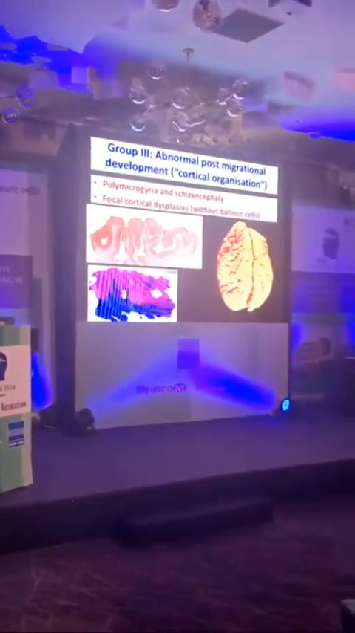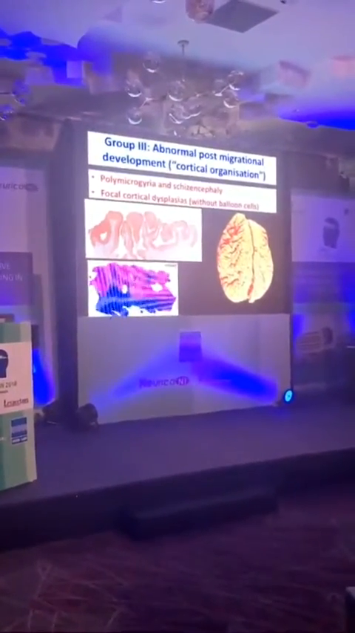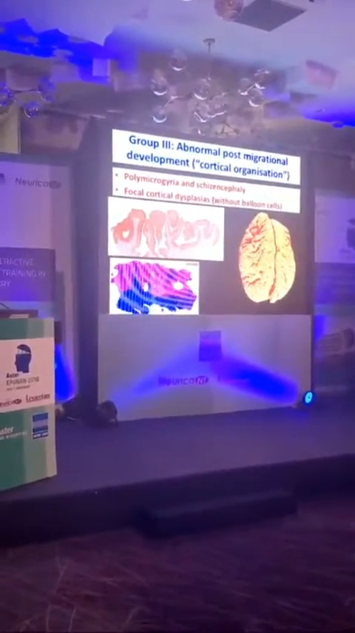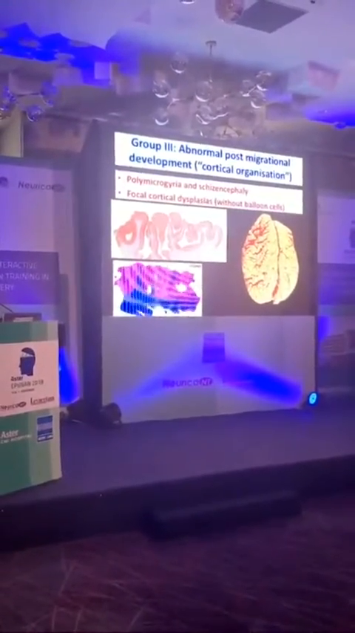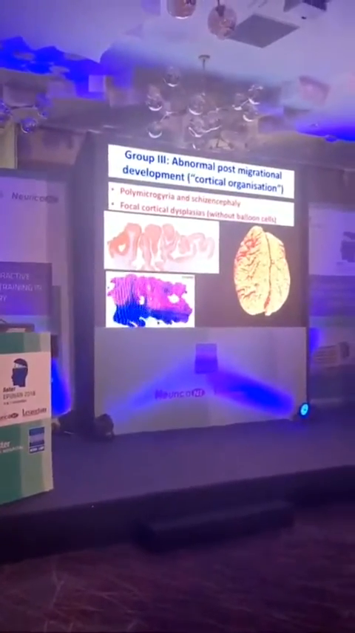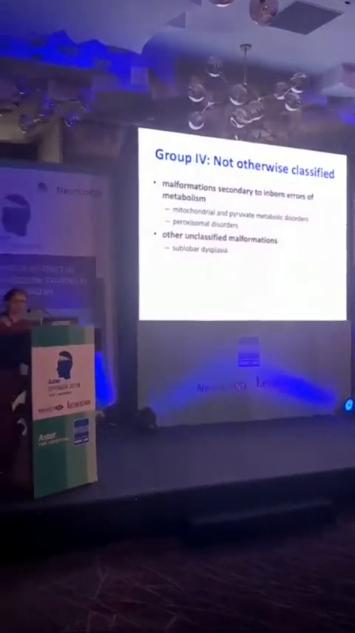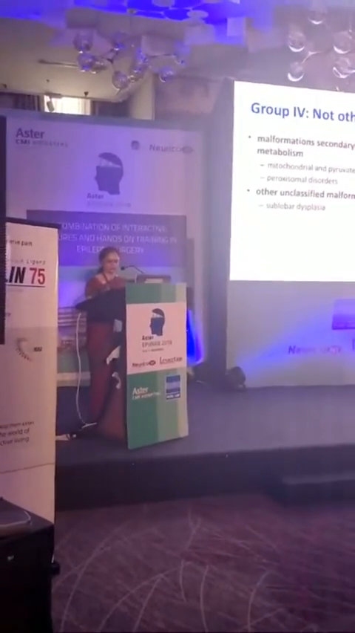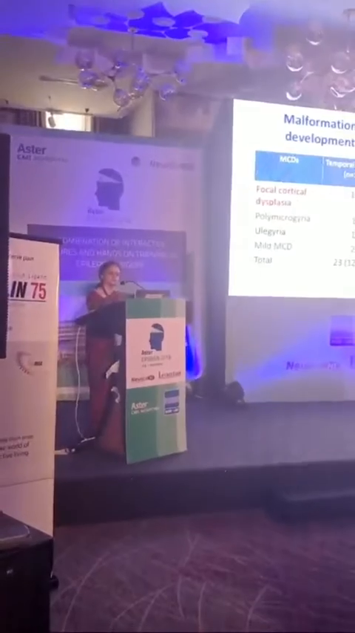Group 3 is an abnormal post-migrational development, which includes the polymicrogyria and the schizencephaly, and one type of focal cortical dysplasia, which is a dyslamination, comes into this, which does not have balloon cells. Group 4 is not otherwise classified, most often due to peroxisomal, mitochondrial, and all of the inborn errors of metabolism. This is our own scorecard.